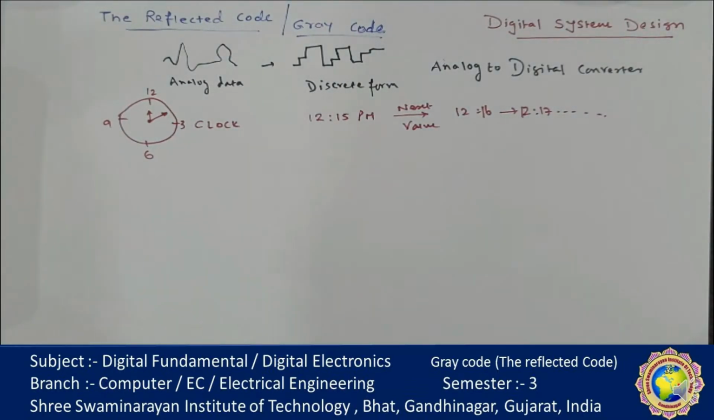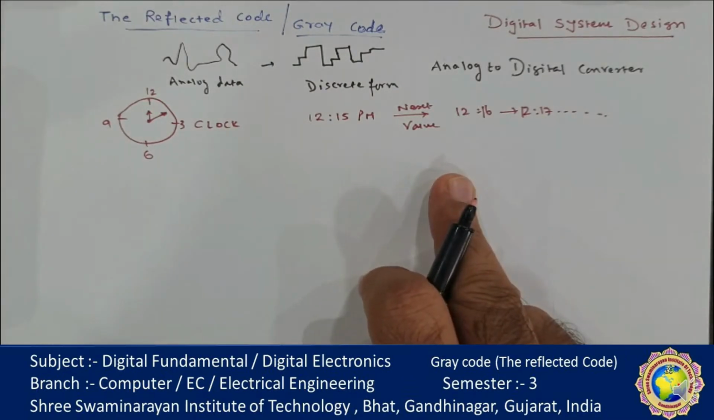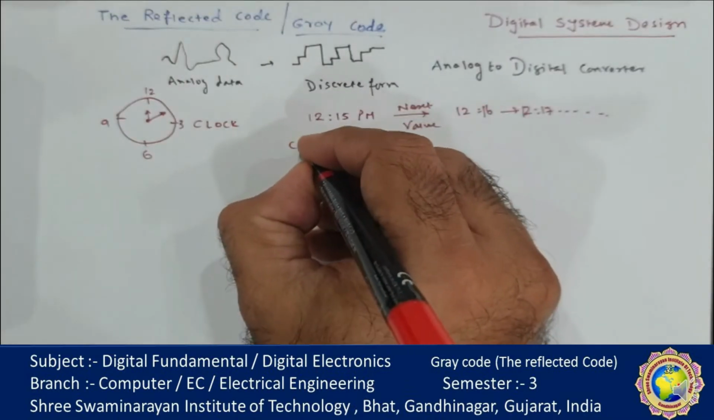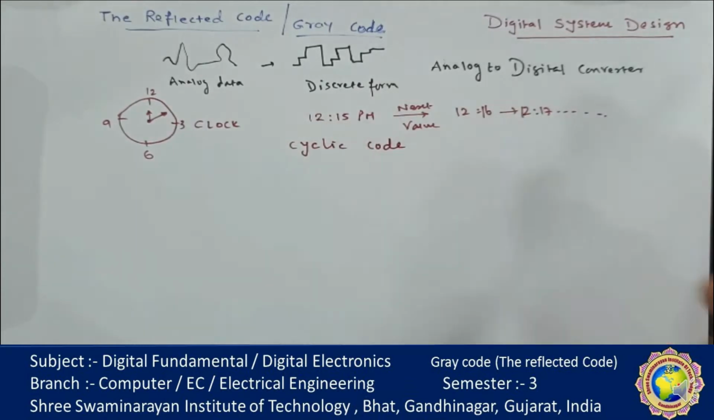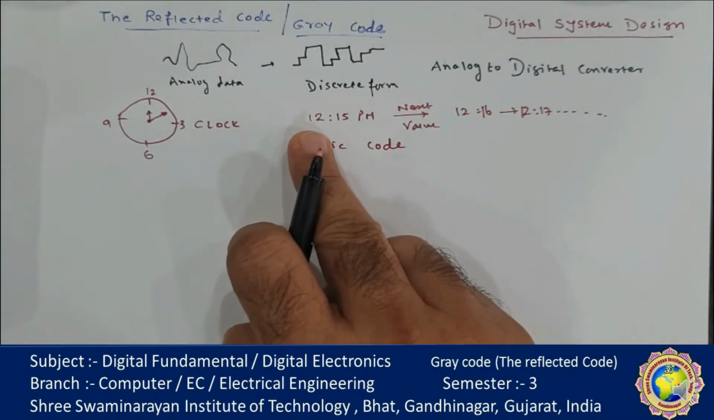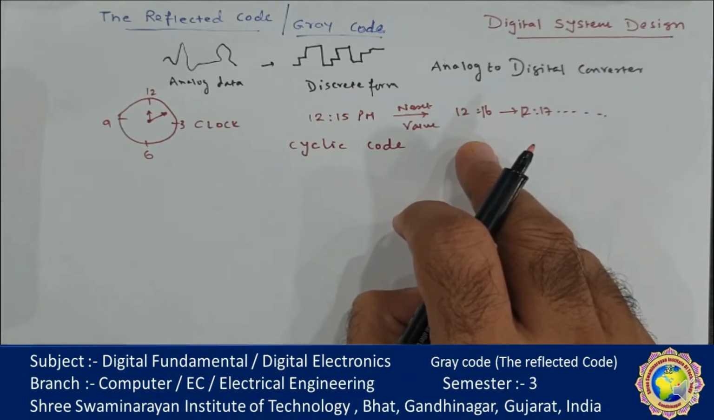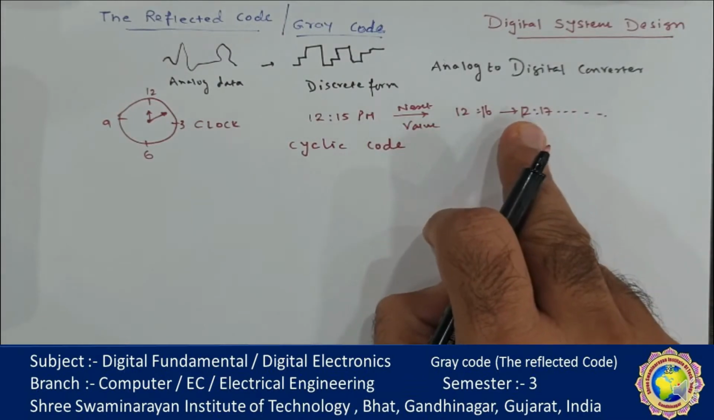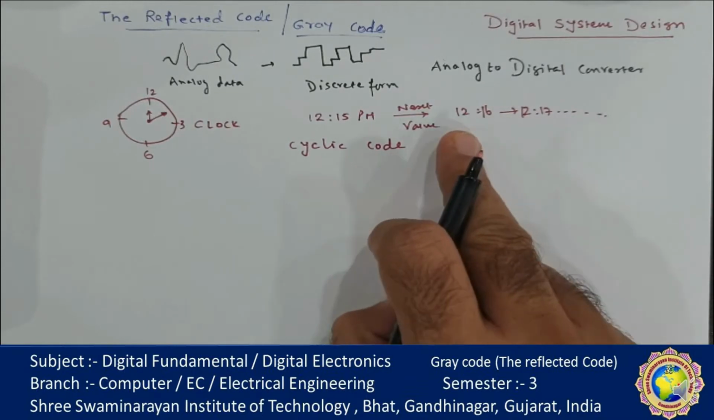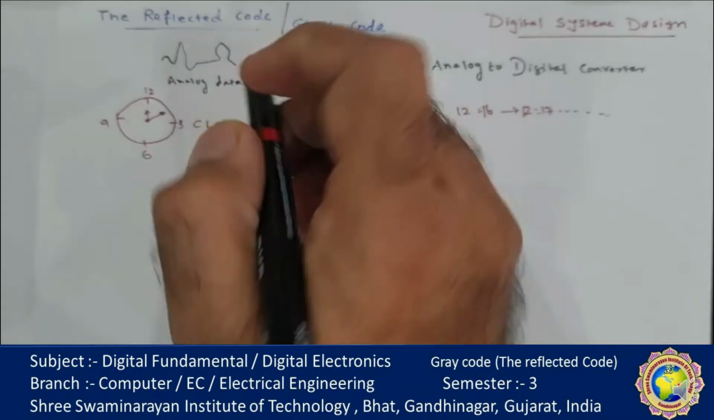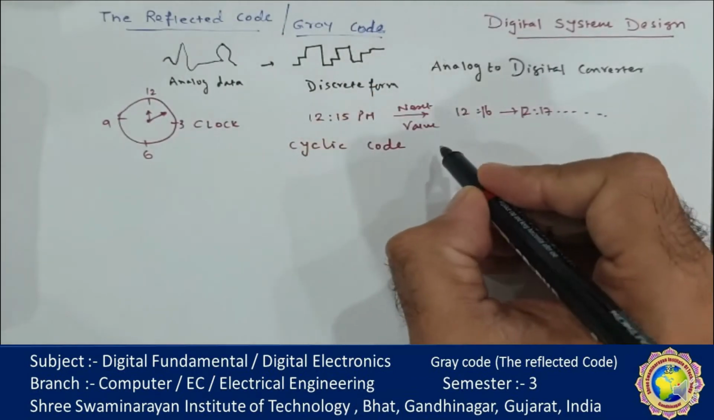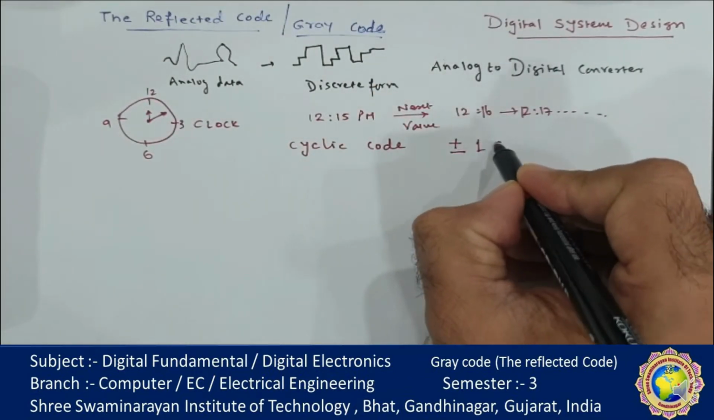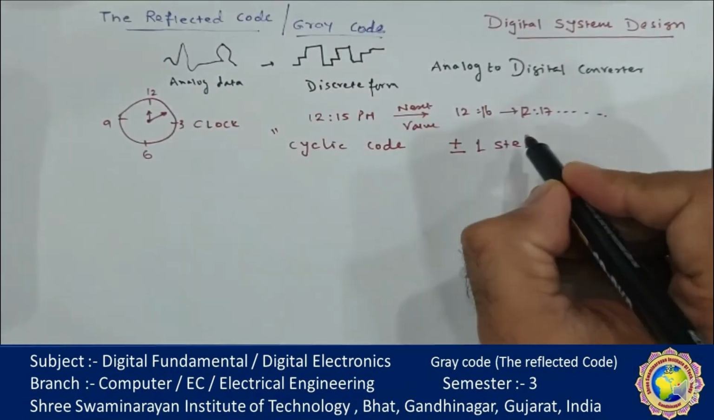So this is known as a continuous incremental or decremental. This is the continuous incremental. So this is also known as a cyclic code. So 12.15 to 1.15 directly is not possible. Suppose my minimum value is in minute terms, so 12.16, 17, 18. It is not directly like this figure. Here the next point will become this way. It may be increment or decrement by one step. This is known as a cyclic code.